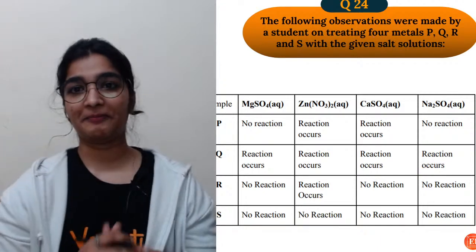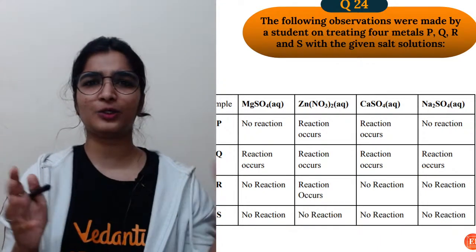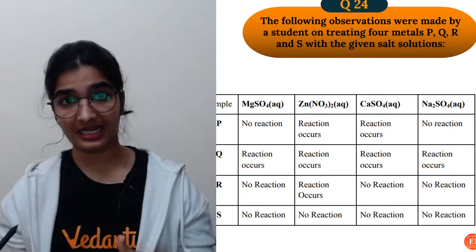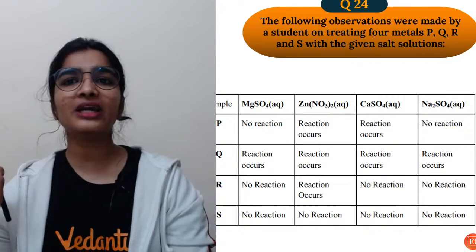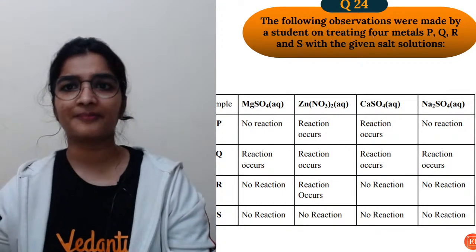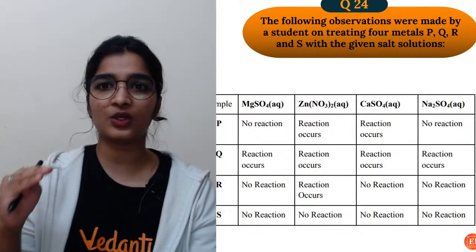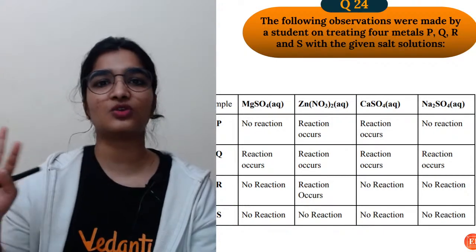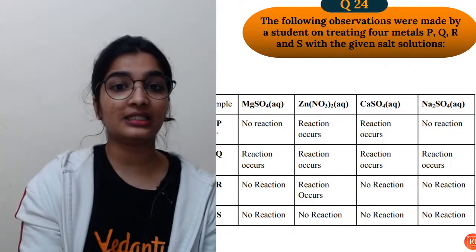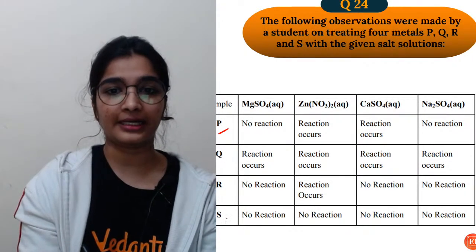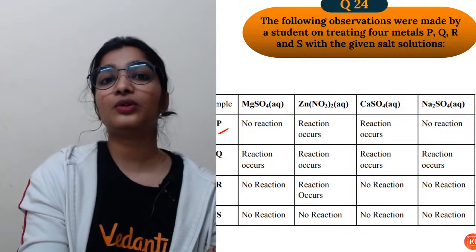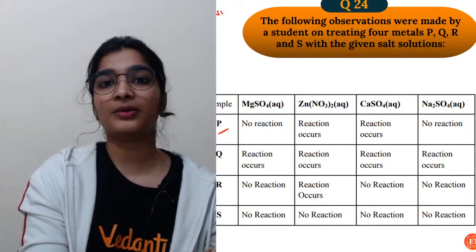Okay. The next question. This is related to chemical reactions as well as the periodic properties. The following observations were made by a student on treating 4 metals P, Q, R and S with the given salt solutions. So these are the metals P, Q, R, S. This is related to the reactivity series. I hope you remember.